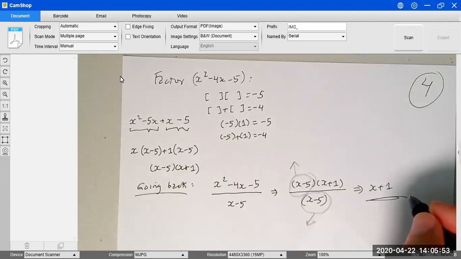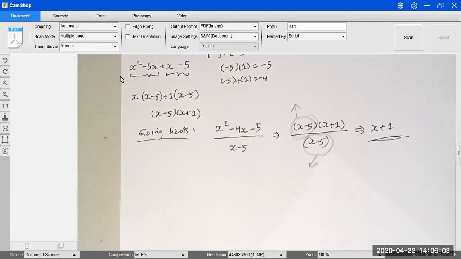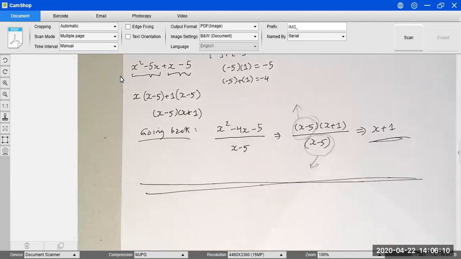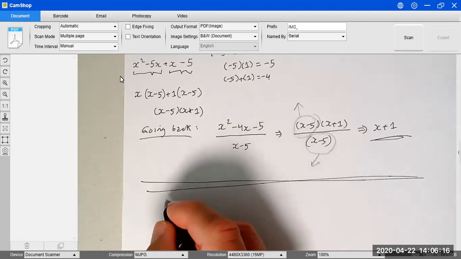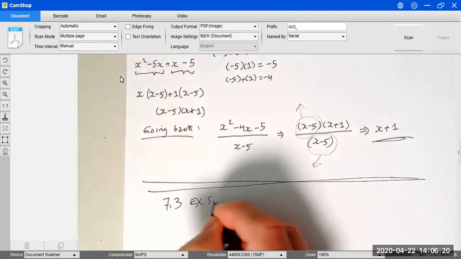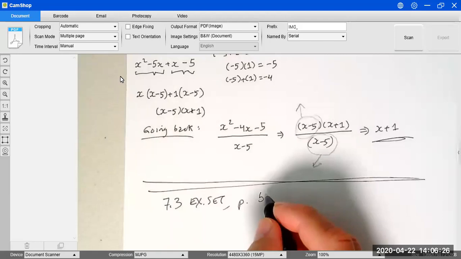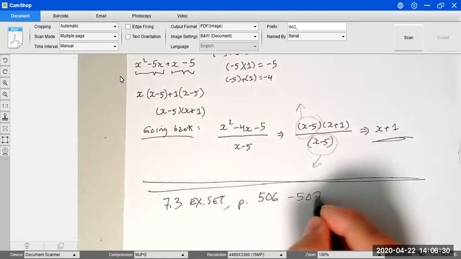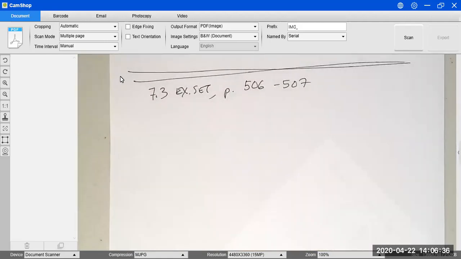There is one more problem in your book, but I think this is going to be something that you might just check at home and work and follow the steps. So I think it's time for you to practice everything from this section, because we still need to cover another section. So this is the 7.3 exercise set on page 506. So you're going to work 5 problems and then 5 more for the other section. So let's see the first 5 problems.